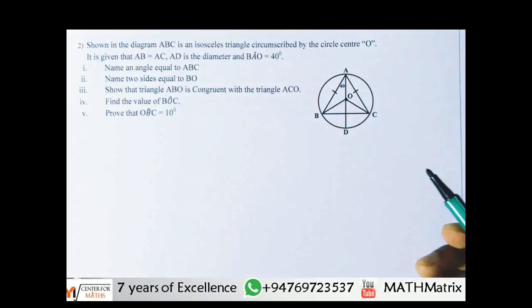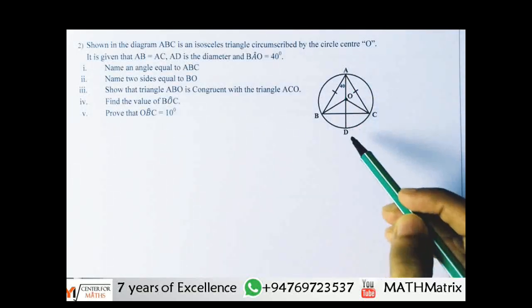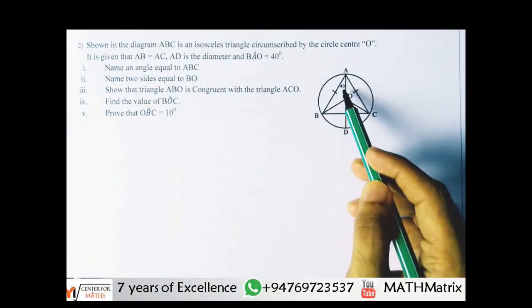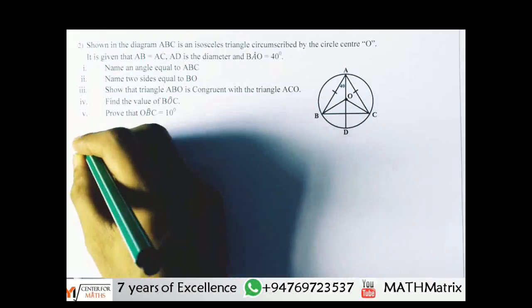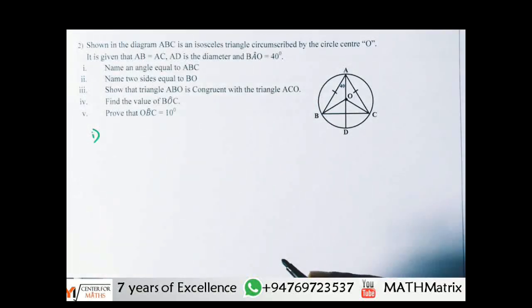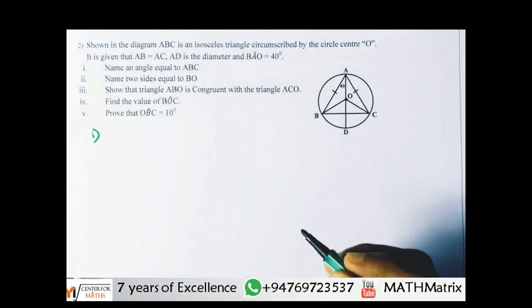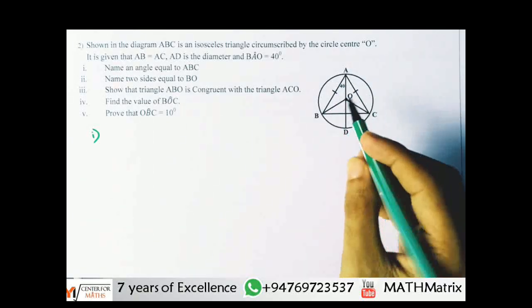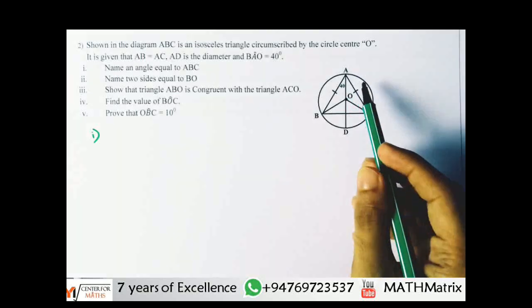Already they have mentioned that. And AD is the diameter. They have also given the magnitude of BAO: BAO is 40 degrees. And the first question here asks us to name an angle equal to ABC. ABC is here, so now we have to mark another equal angle for that. Which one is equal to it?